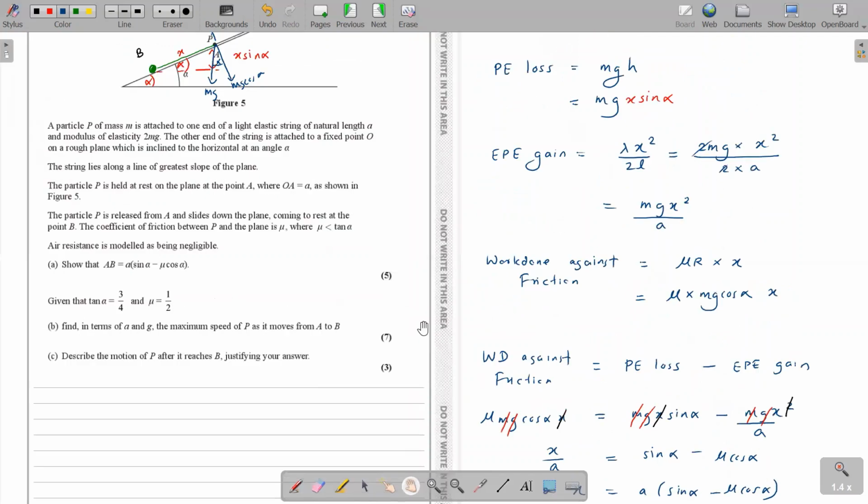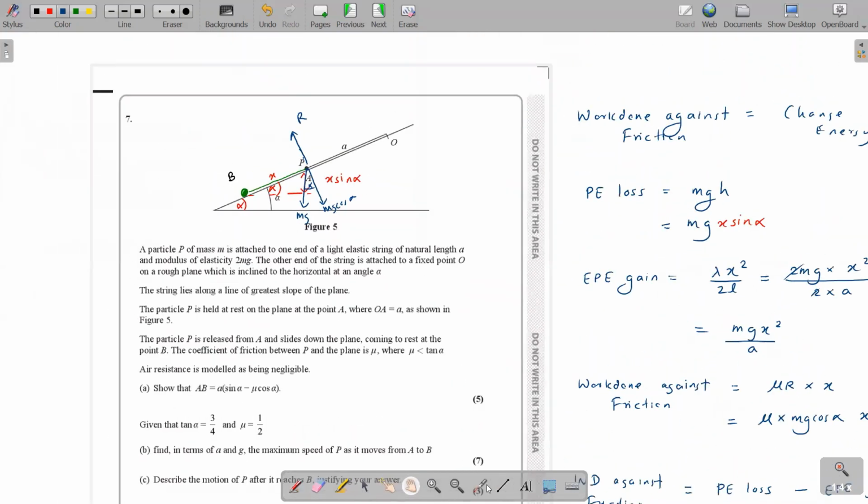Part B, they say given that tan alpha equals 3 over 4 and mu is equal to half, find in terms of A and g the maximum speed of P as it moves from A to B. So they are asking you to find the maximum speed of this object as it moves from A to B. You realize at this point it's starting at rest and then it's moving down and it attains a certain speed and then it again decelerates. It comes to a speed of 0. So what's the maximum speed you obtain? Where do you obtain it? So how do we find it?